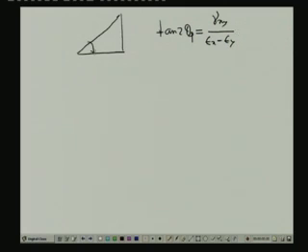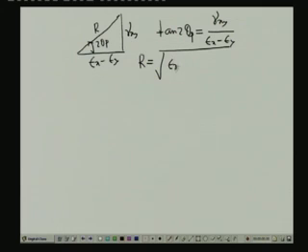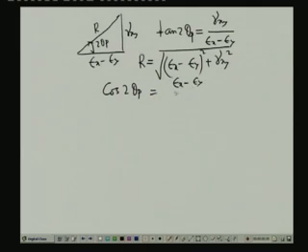So, if this is the angle 2 theta p, then this side is gamma xy and this is epsilon x minus epsilon y, and let us call the hypotenuse r. So, r is nothing but the root of (epsilon x minus epsilon y) square plus gamma xy square. So, cos of 2 theta p is equal to (epsilon x minus epsilon y) by r, and sine of 2 theta p is equal to gamma xy by r.